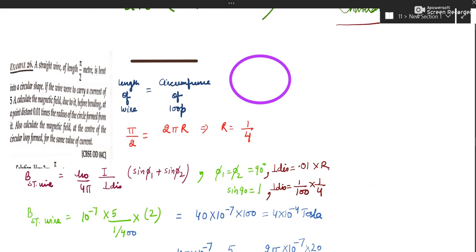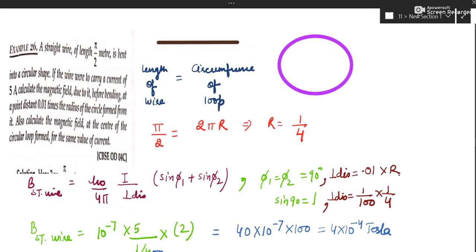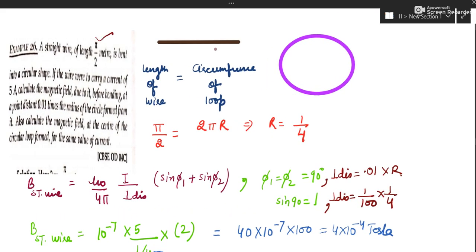Getting to the next question. There is a straight wire of this length. This wire is having this length. It is bent in a circular shape with some current, so we have to find out C.